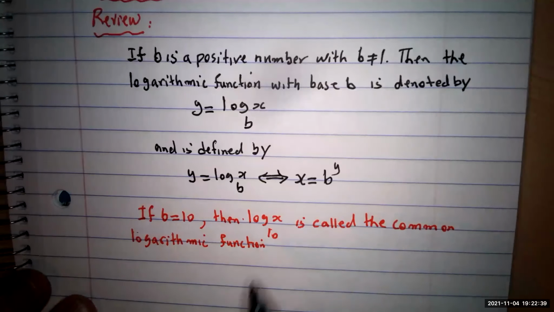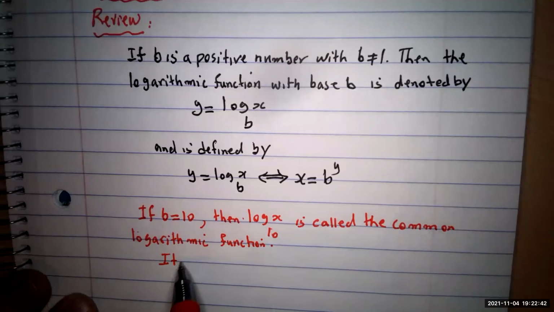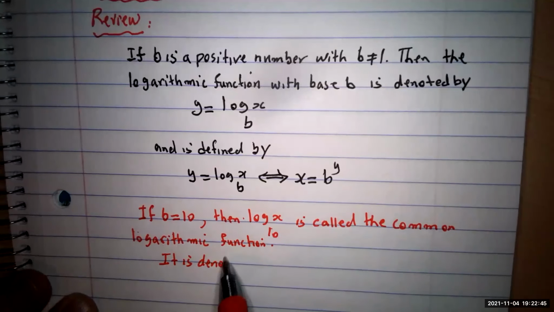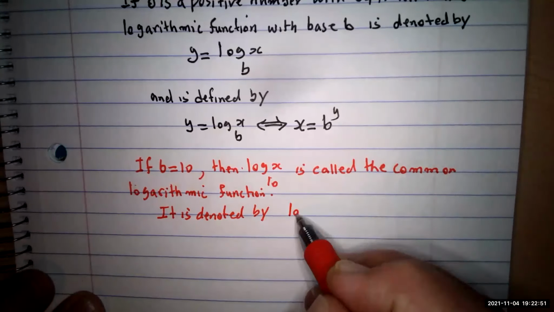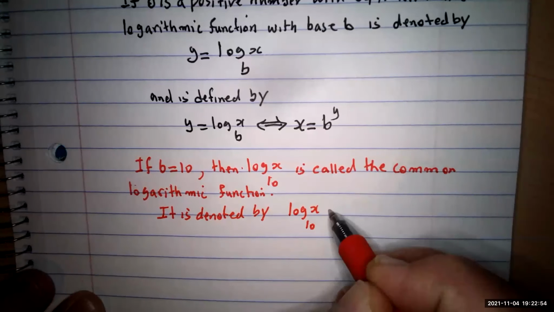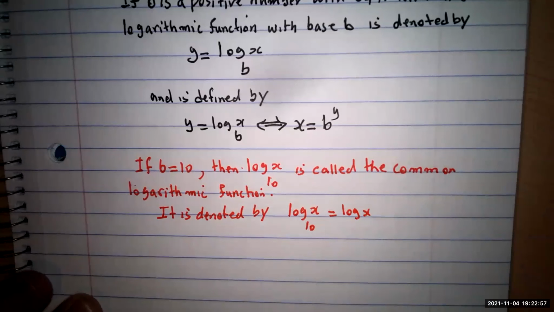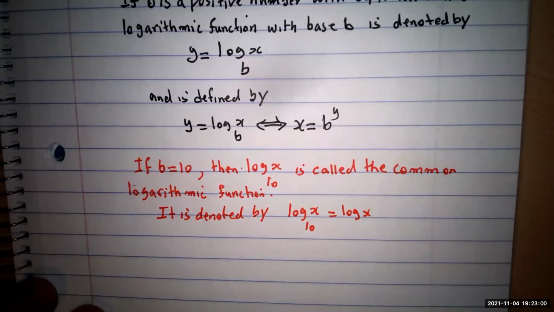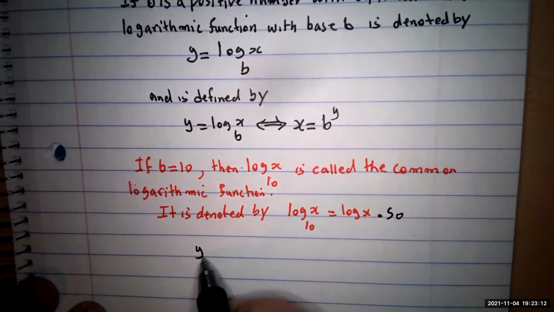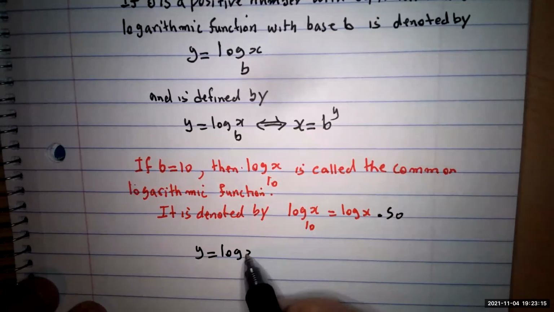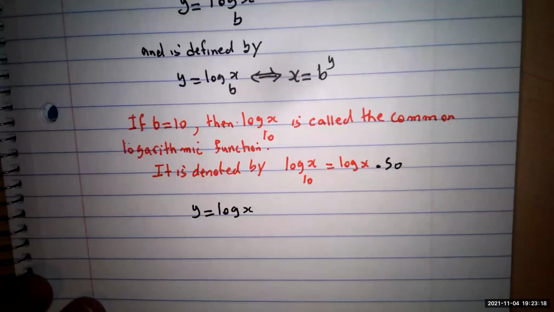And we have a special notation for this one. Instead of writing the log of x with base 10, we simply write log x. So if you see log x, you must realize that the base is equal to 10. So with this definition, you can have this function y equals log x. But if you want to do anything about it, you have to reverse it into the exponential function.